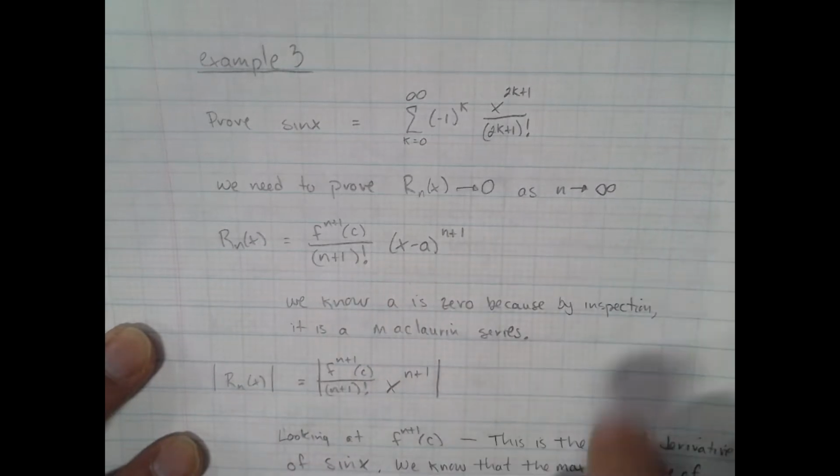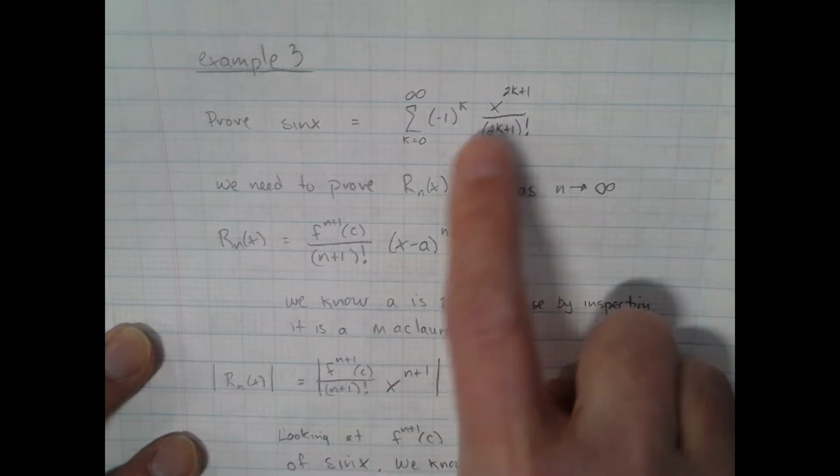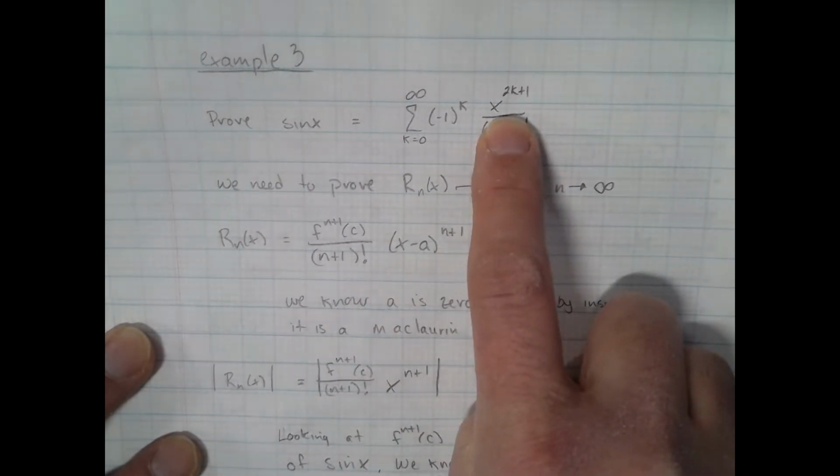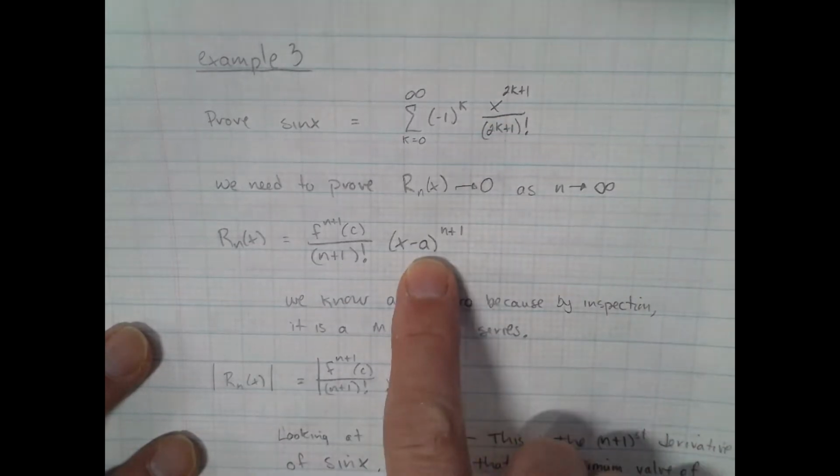Okay, so we can see that our a here is 0 because it's not x minus 2 or x minus 3 or whatever, it's just x. So that becomes just x to the n plus 1.